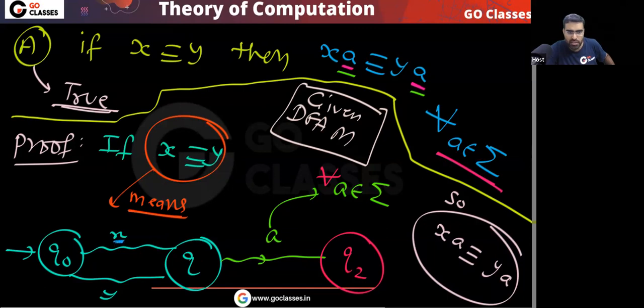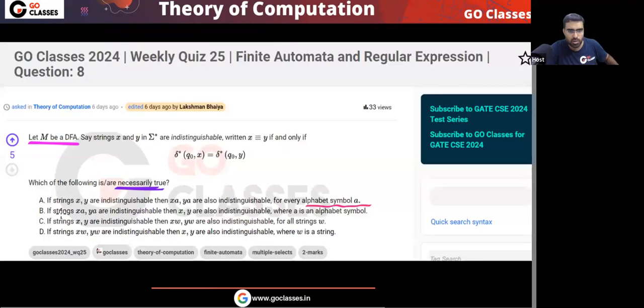On x, on y, you are going to same state. All you need to do from this state q, you just need to read one more symbol. Whatever alphabet symbol you take, if you read this symbol, you will go to some state q2. Now you can notice that on xa, you are going to state q2. On ya, you are going to state q2. So they are equivalent. So this is true. This statement is true. Option A, that is necessarily true.